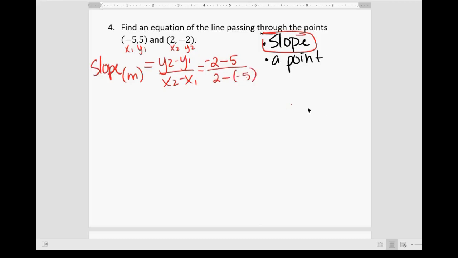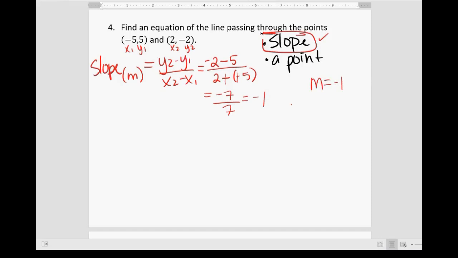Be super careful with your signs here. Okay? So -2 minus 5 is -7, divided by 2 minus a -5. Minus a negative turns to just positive, so 2 plus 5 is 7. And -7 divided by 7 is -1. So we have the slope of this line. The slope is -1. So I'm going to say m equals -1.